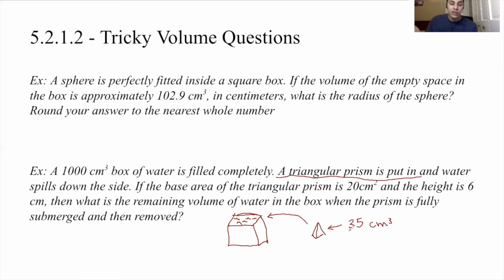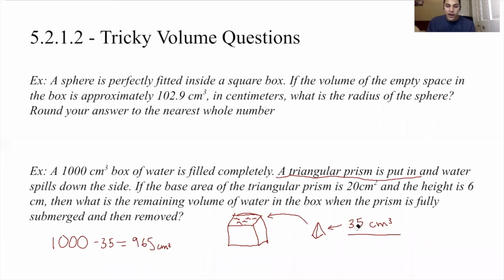So the amount of water that's going to leave is going to be 35 centimeters cubed, which means that when we take it out, our total volume left will be 1,000 centimeters cubed, our initial one, minus the 35 that spilled out, and that would be 965 centimeters cubed of water. So that's the general way you'd go about solving this question.